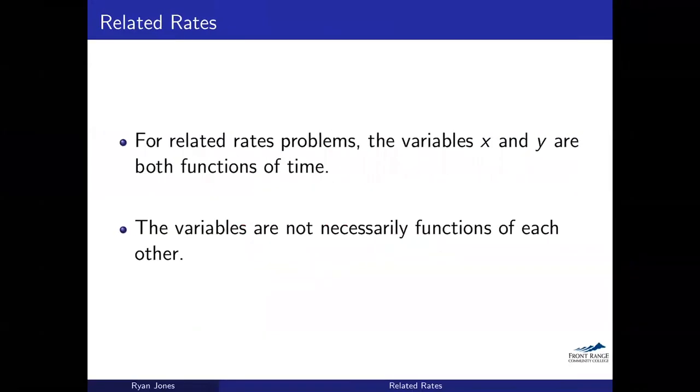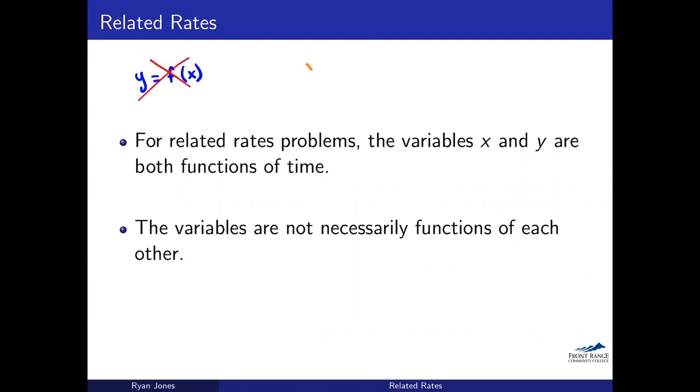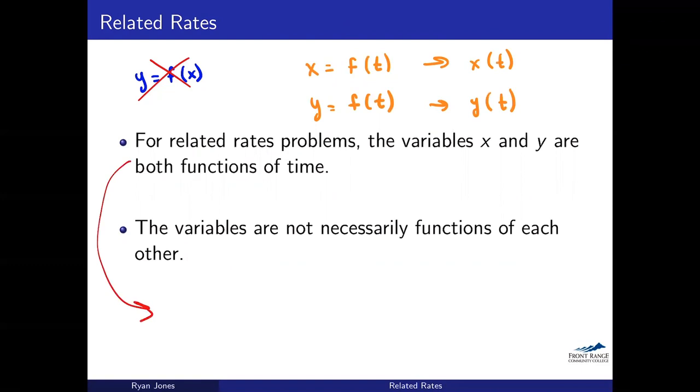So probably the weirdest thing about related rates is that we're going to have variables x and y, but in these problems, they are both going to be functions of time. So instead of having y equals f of x, we're going to say x equals a function of time and y equals a function of time. You could write x of t and y of t. So what that means is that when we take a derivative of x or y, we're taking a derivative with respect to time. And so this point kind of lends us to recalling this notation of dy/dt, or dy, we've written before.